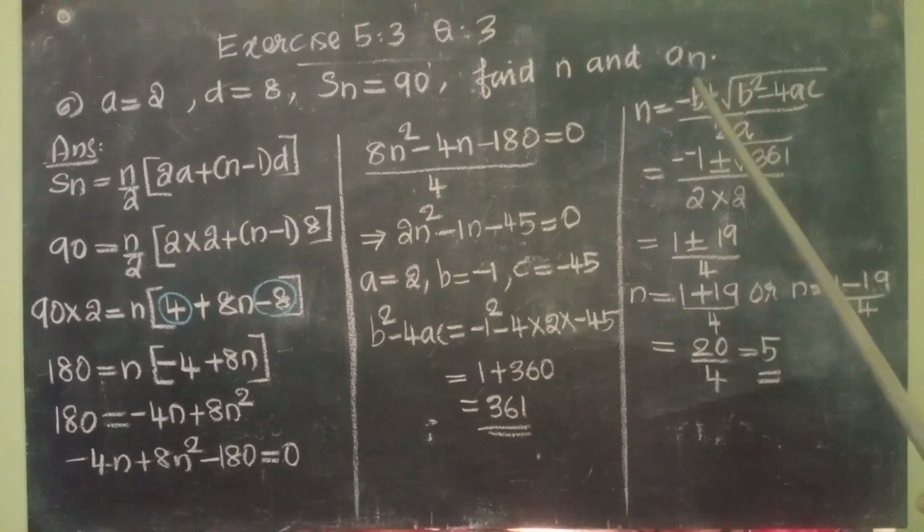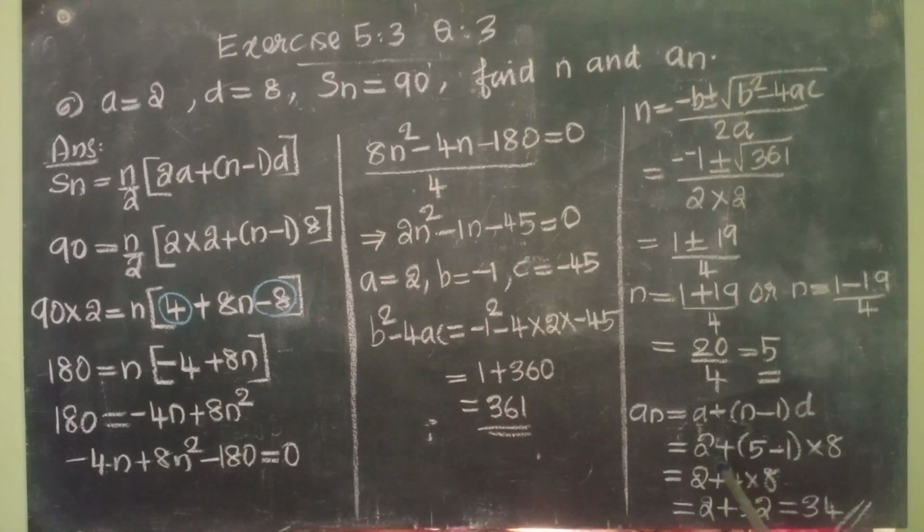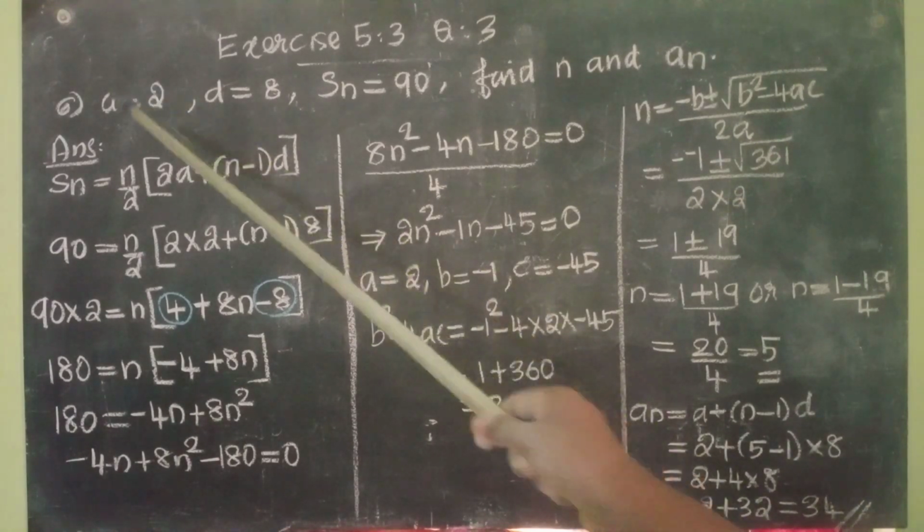Now we have to find out an also. We know the formula to find the an is a plus n minus 1 into d. an equal to 2 plus 5 minus 1 into 8. a equal to 2.